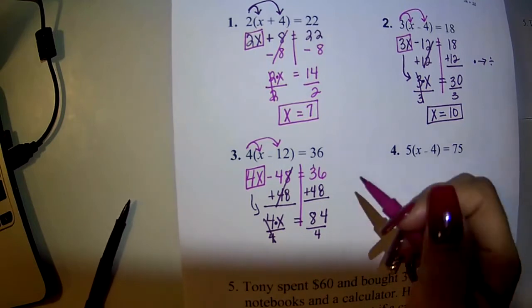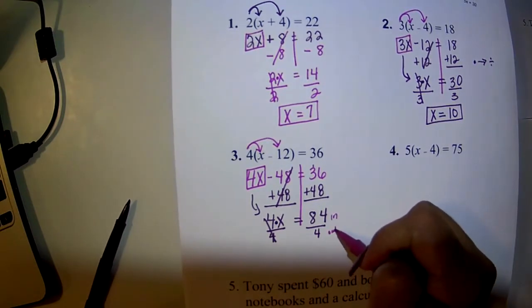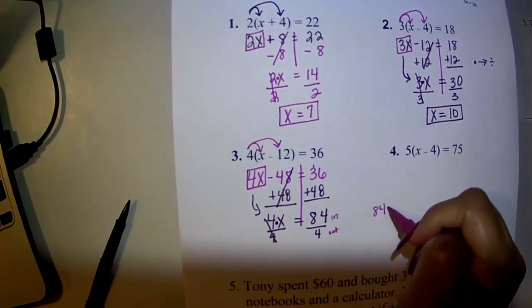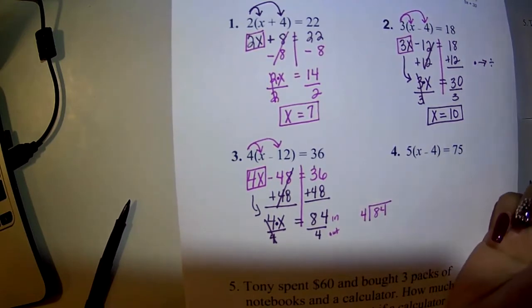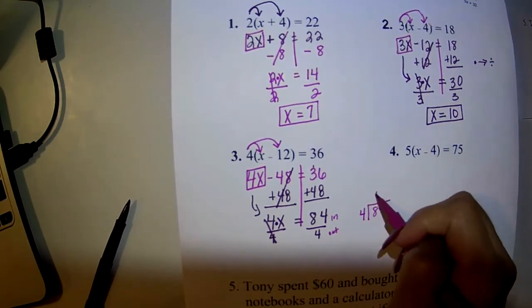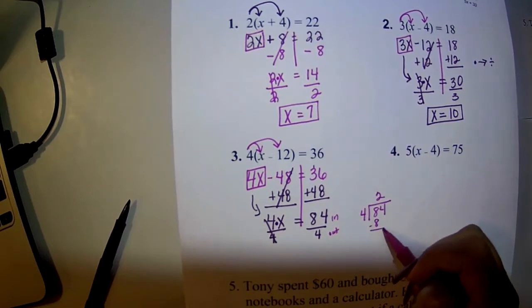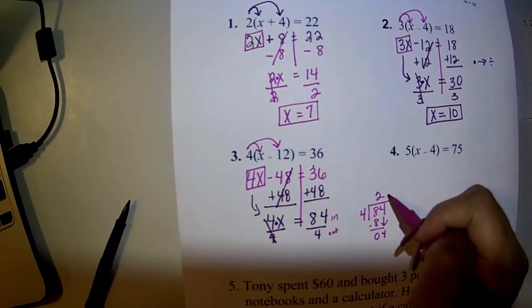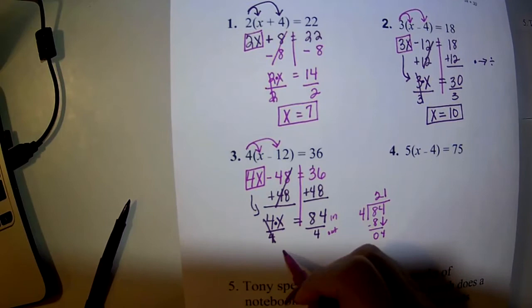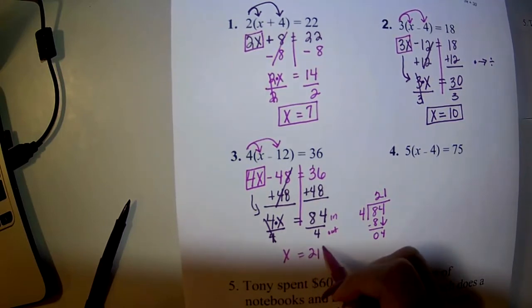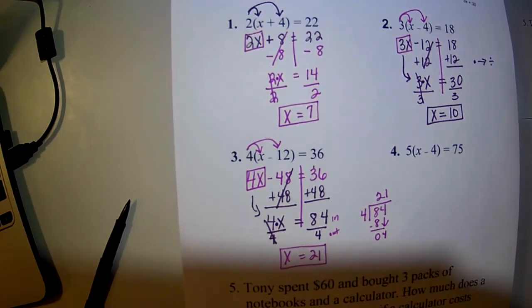All right, so I'm going to go ahead and do in and out here. So I have 84 divided by 4. 4 goes into 8 2 times. I'm going to bring down my 4, and that would be 21. So x is equal to 21, and that is my final answer.